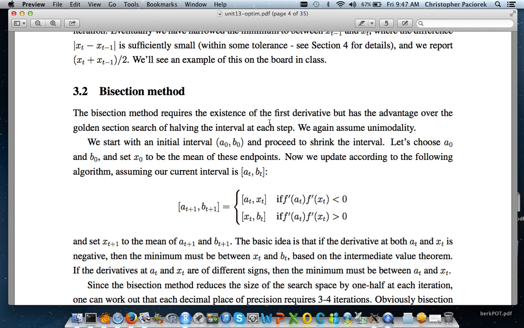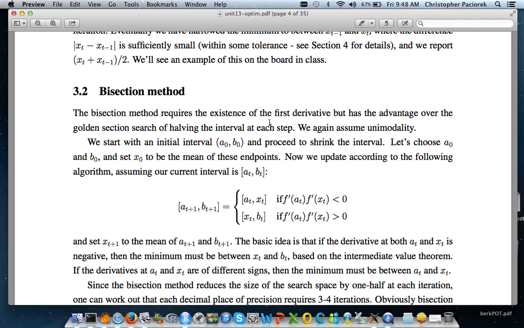Okay, so what does bisection do? Basically I'm going to start with a_t and b_t, so assume I'm in the middle of my iterative algorithm. I've narrowed it down to between some a_t and some b_t, and now I have some x_t, and I'm going to evaluate the derivative of f at each of these three points. I'll already have it for two of these points from the previous iteration, and I'll have to evaluate it at this point.